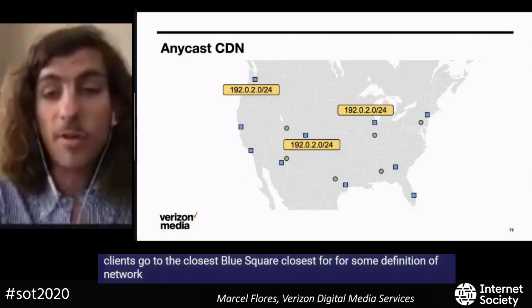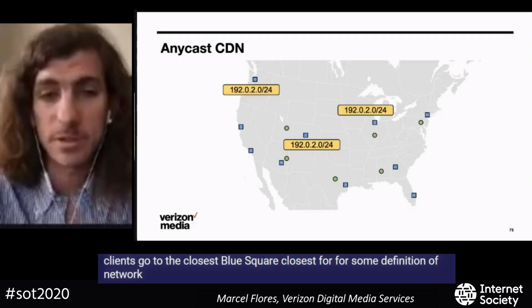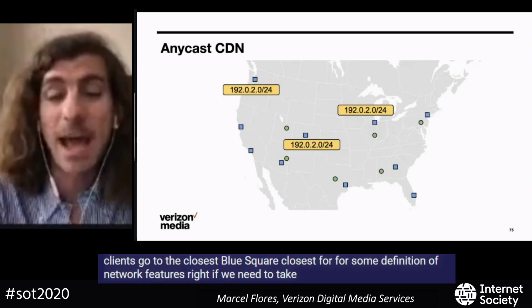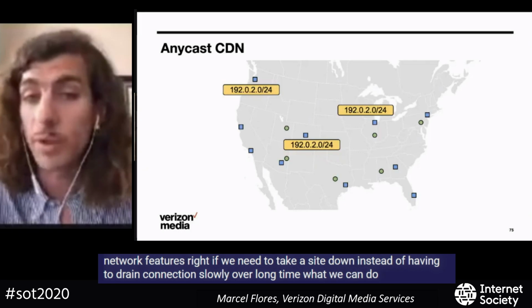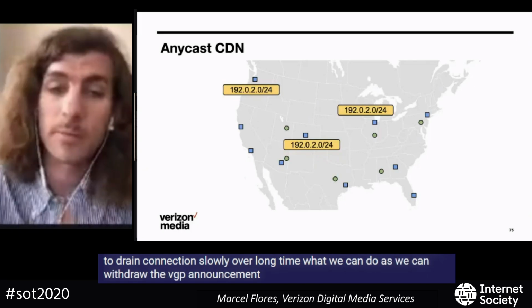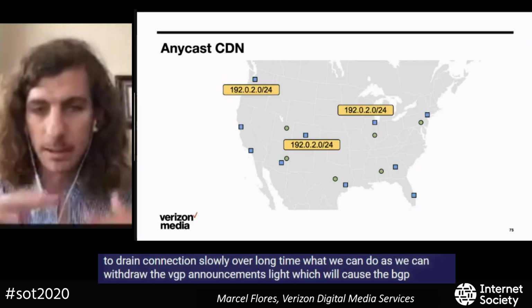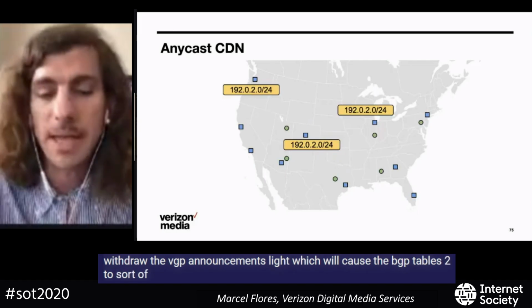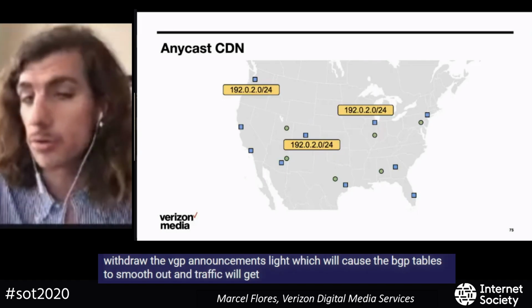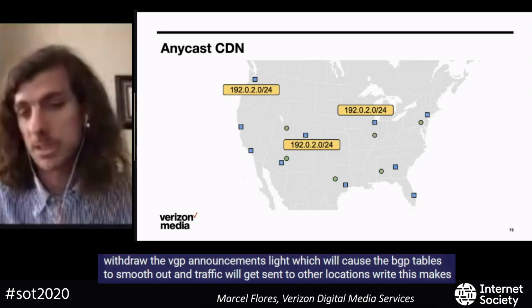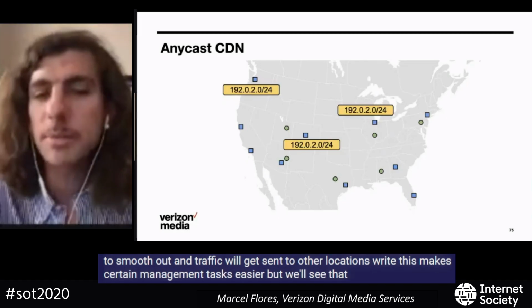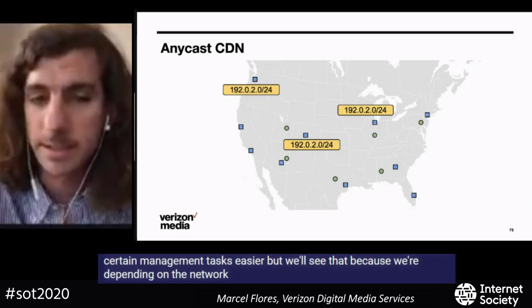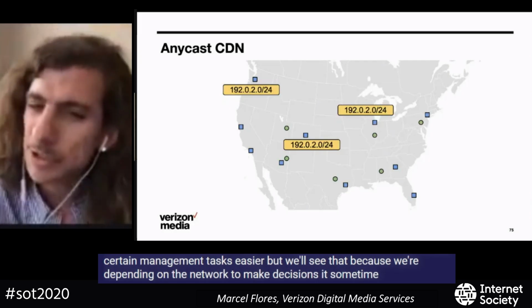Now, this also buys us a few resiliency features. If we need to take a site down, instead of having to drain connections slowly over a long time, we can withdraw the BGP announcements, which will cause the BGP tables to smooth out, and traffic will get sent to other locations. This makes certain management tasks a lot easier. But we'll see that because we're depending on the network to make decisions, it sometimes doesn't do what we want.